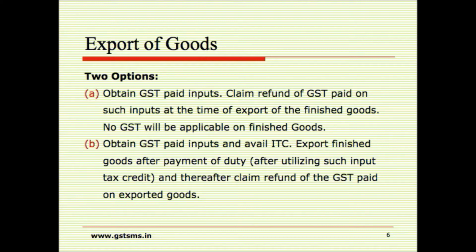Now let us come to the next situation of export of goods. Under the export of goods, there are two options to claim refund. Option number one is when no payment of GST is made on the export of finished goods and the GST paid on inputs is claimed as refund. Option number two, GST is made applicable on the goods so exported and input tax credit is availed for the GST inputs. In such a scenario, refund could be claimed for GST paid on exported goods.